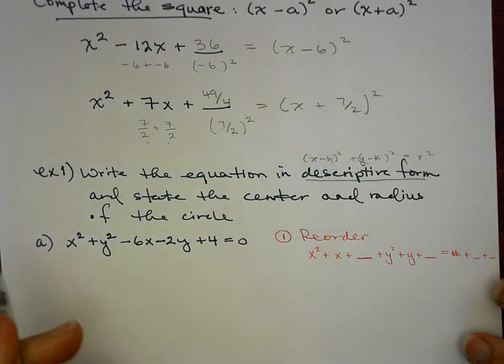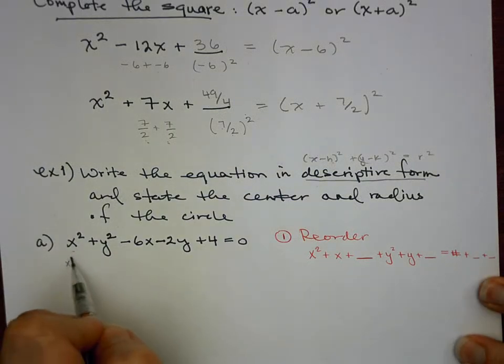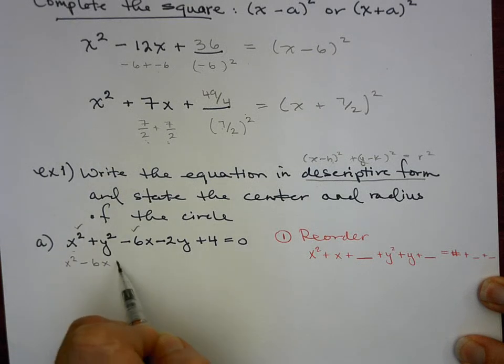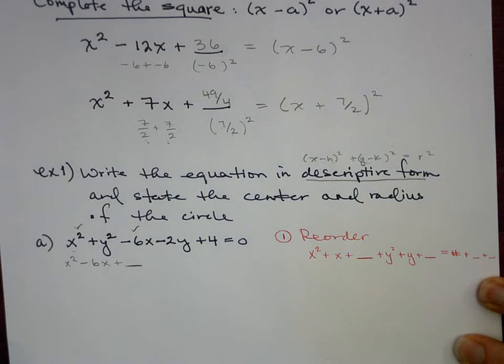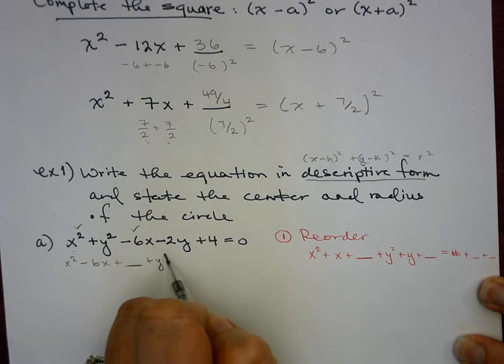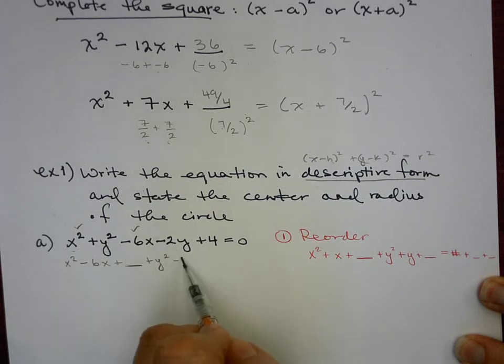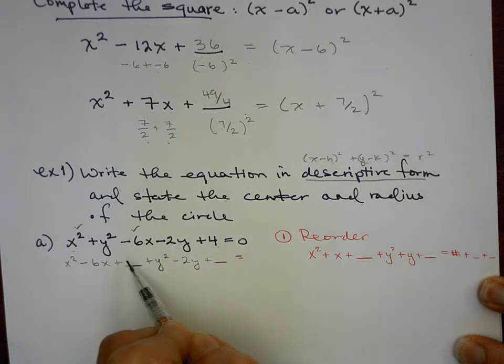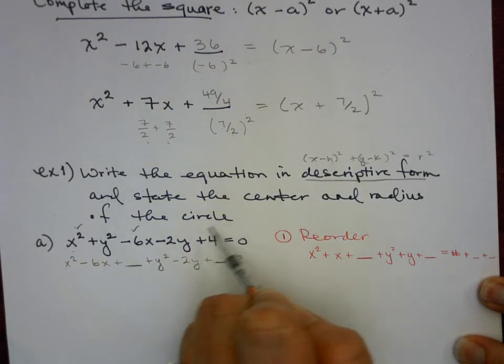I want to reorder. So if I look here, I have my x squared, and then I have a negative 6x, and I want to complete the square on that, so I need to figure out what that constant needs to be. And then I have a y squared term, and I have a negative 2y, and then I need to figure out what I'm going to add to this trinomial, right? Or what the constant needs to be of the trinomial to make it a perfect square? And so this 4 right here is not going to be helpful here, so I'm going to subtract it over, and when I subtract 4 from this side, I have to on this side.